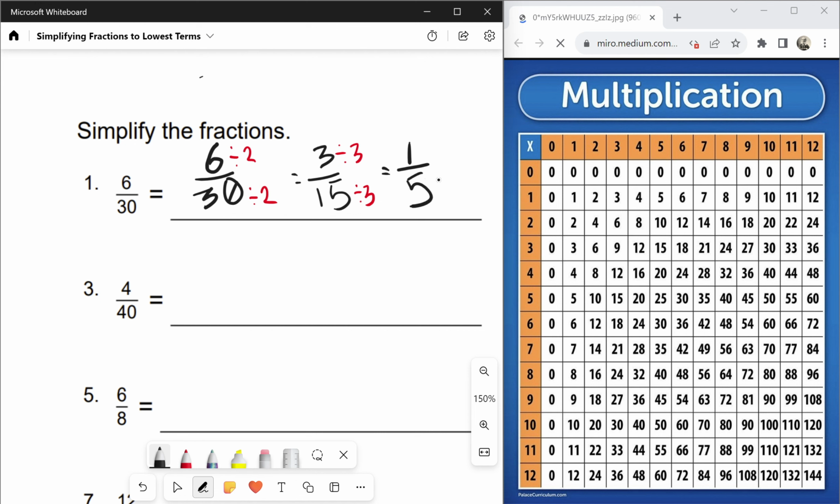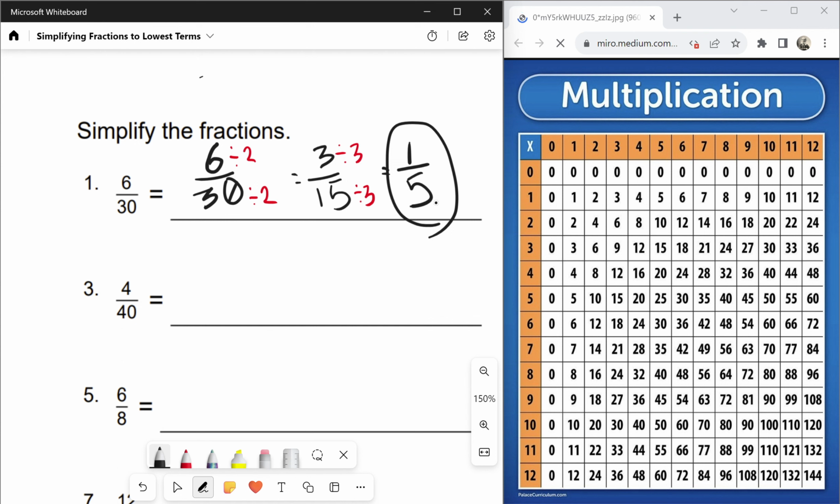Is this lowest terms? Can I divide 1 by anything to end up with anything lower than 1? Nope. I can even check my multiplication table. 1 divided by 1 gives me 1. Once I have a 1 up here, I'm in my lowest terms. So the lowest terms of the fraction 6 over 30 is 1 over 5.